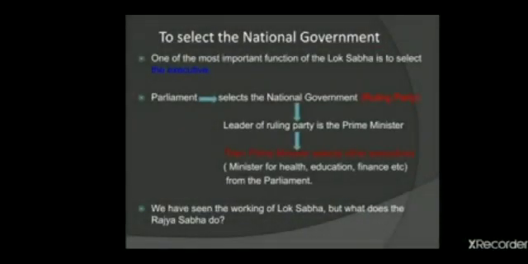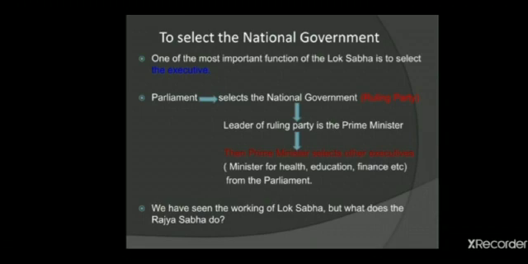So after that, okay, fine, that will form the government. One of the most important functions of the Lok Sabha is to select the executive. Now, who is an executive? The executive branch is the branch which enforces the laws that the legislature makes. It comprises the president, vice president, prime minister, and the council of ministers. They all come under the executive.